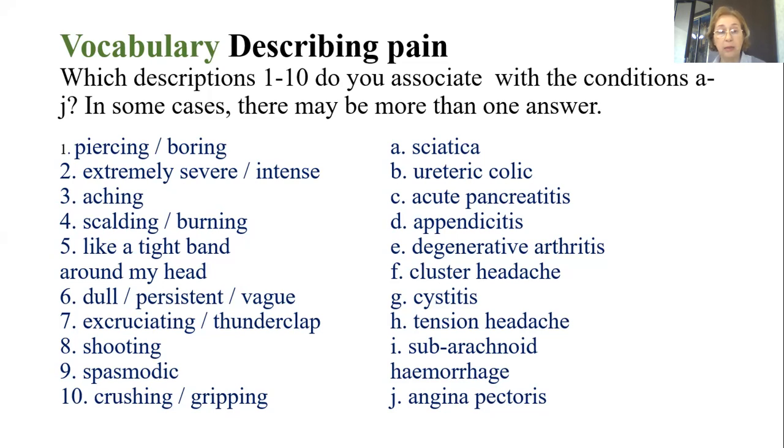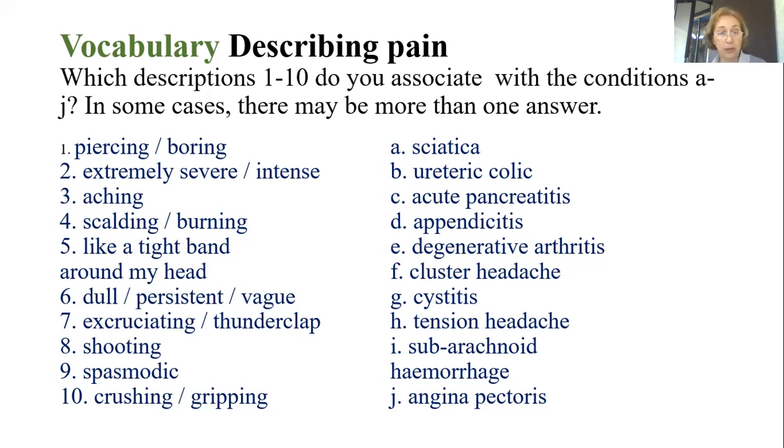Okay. Then dull, persistent, vague. For example, in the stomach, to the right side of the stomach, there is a dull, persistent, vague pain. What kind of condition is it? I guess appendicitis. Yes, appendicitis. You're right.